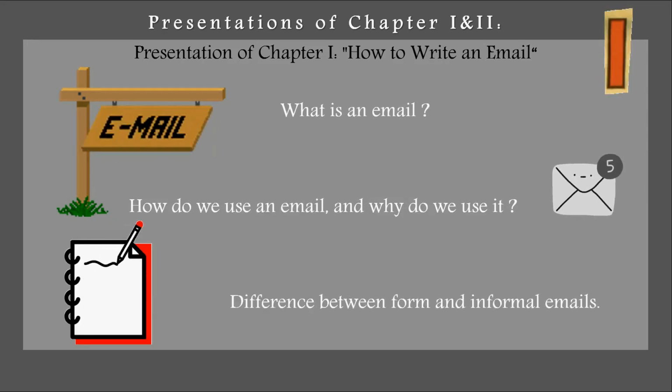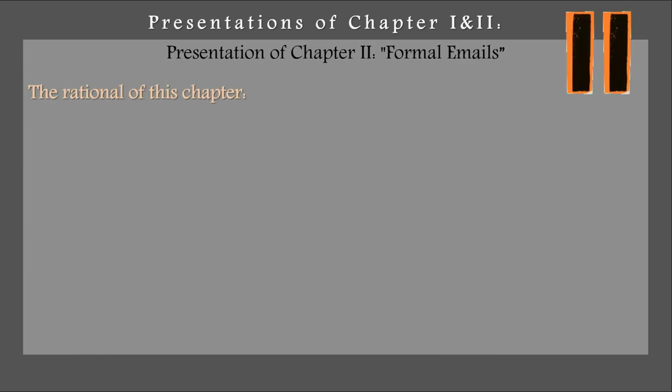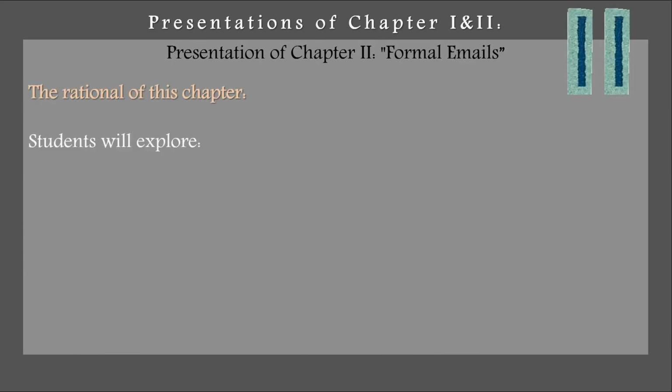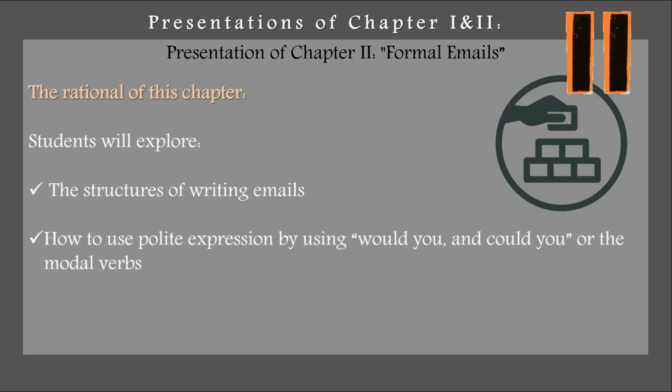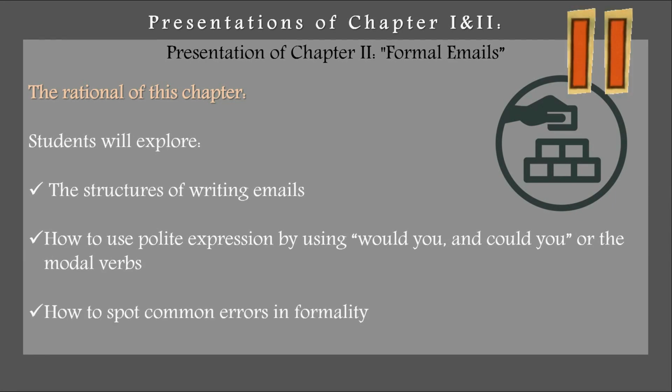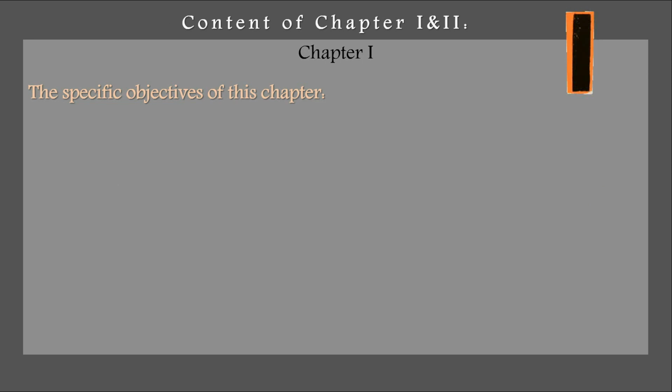Regarding Chapter 2, Formal Emails, this mainly covers defining the formal context. Hereby, the second chapter centers around the rationale behind using formal writing in English, employing email as a practical illustration. Here, students will acquire an understanding of the structural elements of formal emails, become proficient in using polite expressions like would you and could you, and develop an ability to identify common errors in formality. Now, concerning the content of the chapters, Chapter 1 and Chapter 2.